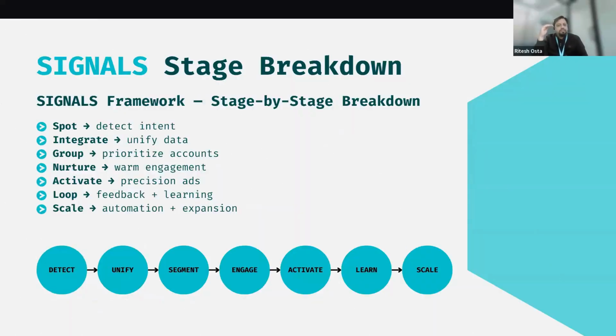So this is the signal stage breakdown, the signals framework playbook: spot, detect intent; integrate, unify data; group, prioritize accounts; segment accounts; nurture, warm engagement; activate, precision ads, where you can run ads and outreach; loop, feedback plus learning; and scale, automation and expansion. This is where, at the time of scale, you can really build out agentic AI and automation and expand as fast as possible. Right? So seven steps, very simple, but if done right, it can do magic for your business.